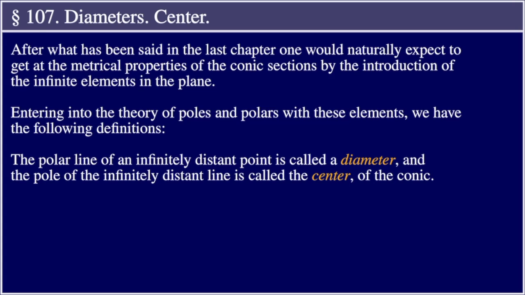Section 107, Diameters, Center. After what has been said in the last chapter, one would naturally expect to get at the metrical properties of the conic section by the introduction of the infinite elements in the plane. Entering into the theory of poles and polars with these elements, we have the following definitions. The polar line of an infinitely distant point is called a diameter, and the pole of the infinitely distant line is called the center of the conic.